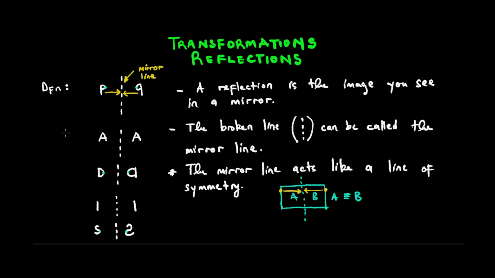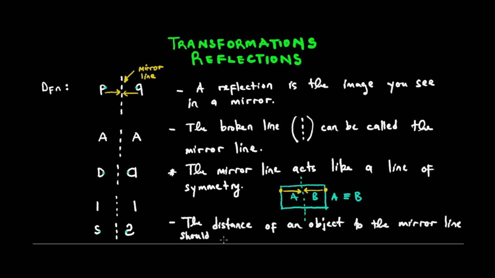Rekanditaure futi, maybe let us write it down. Tirikuti the distance of an object to the mirror line should be equal to the distance of the mirror image.